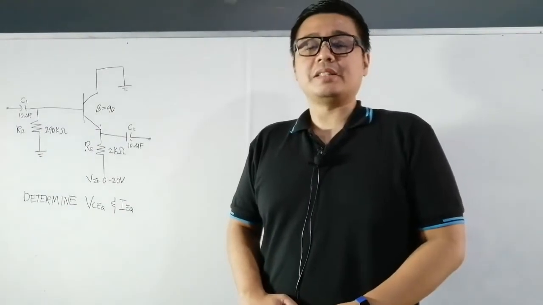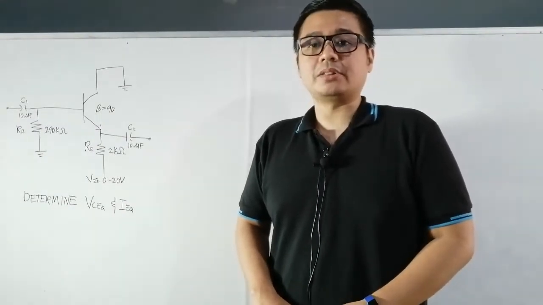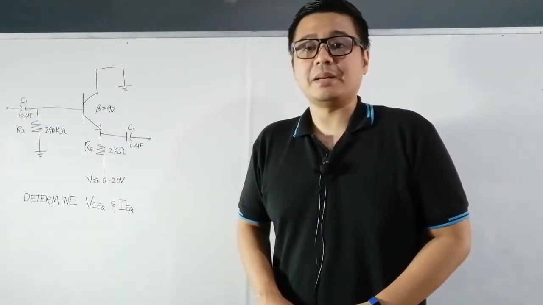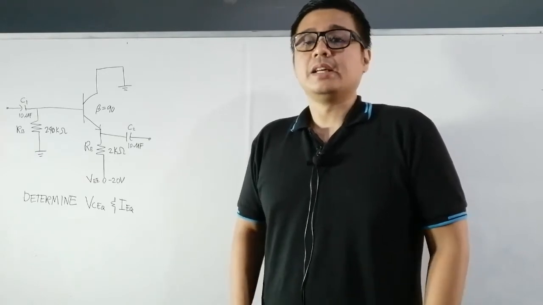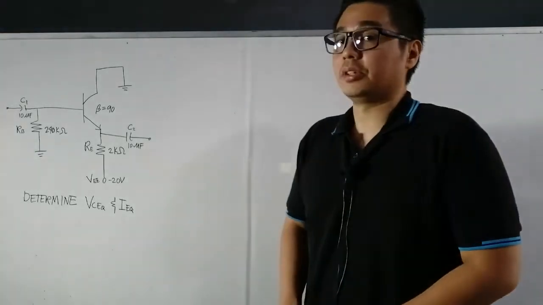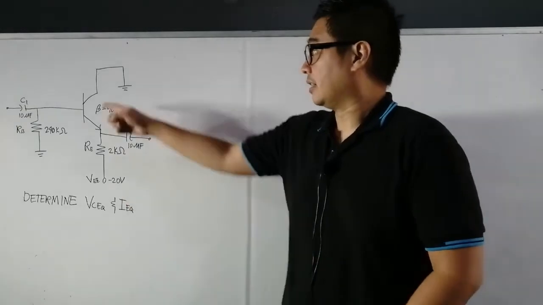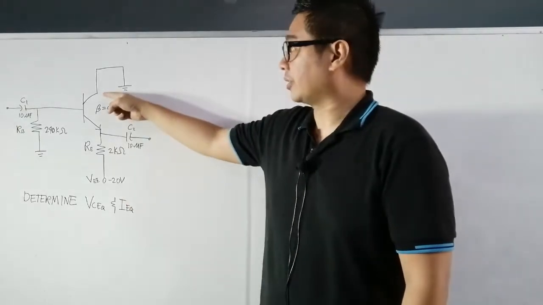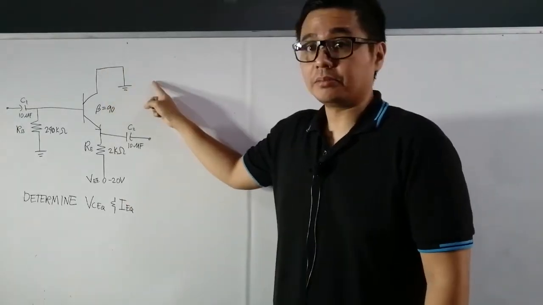Today we're going to discuss the DC analysis of the common collector, otherwise known as the emitter follower configuration. This is the third configuration of the BJT. This is the circuit. The collector is directly connected to the ground.